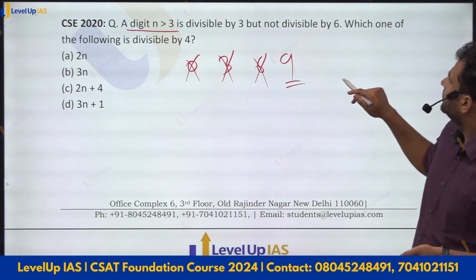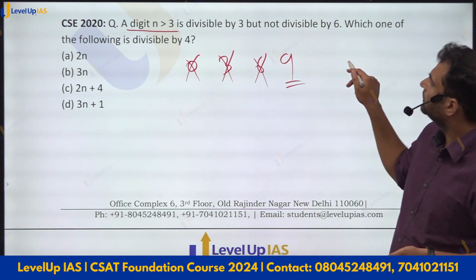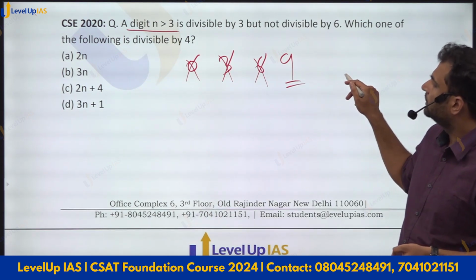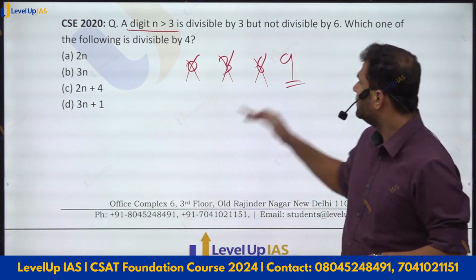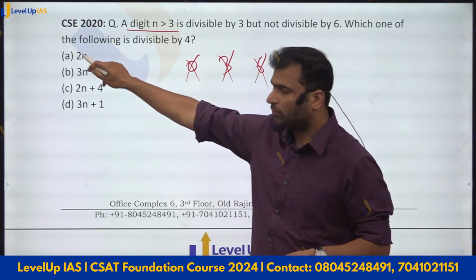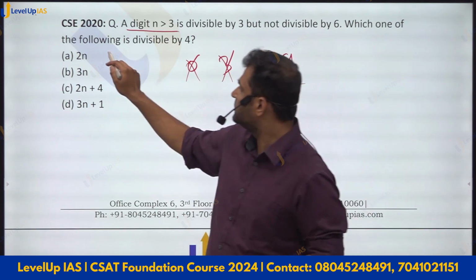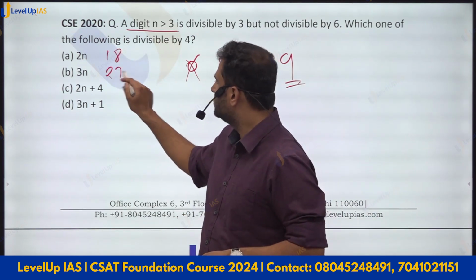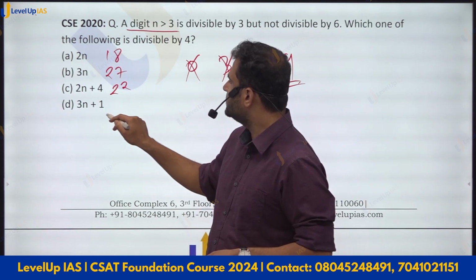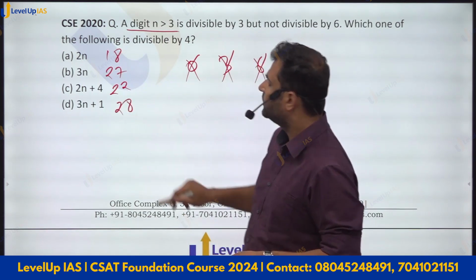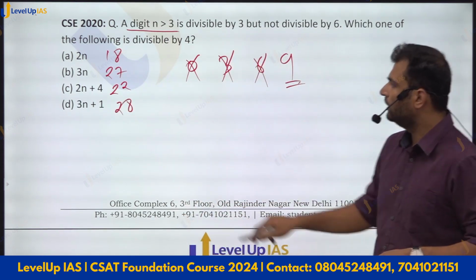Okay. And which of the following is divisible by 4? Okay, sorry. Now just how to compute what are these quantities using n is equal to 9. What is this? This is 18, this is 27, this is 22, this is 28. Question is, which of the following is divisible by 4? Answer is D.